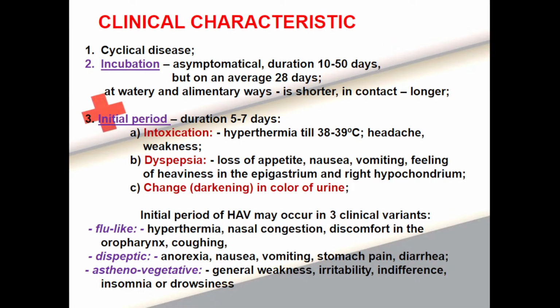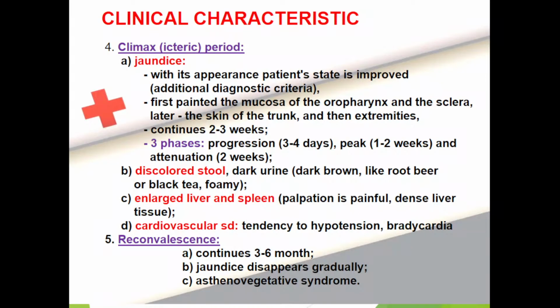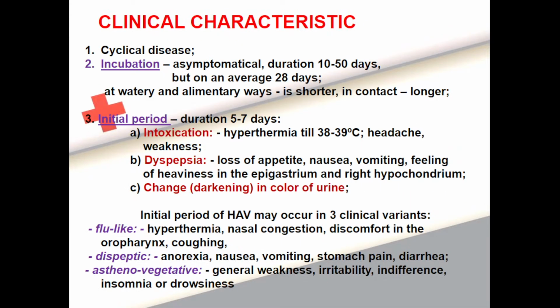Clinical characteristic: cyclic disease. We have an incubation, initial period, climax, and reconvalescence. So incubation is asymptomatic, duration 10 to 15 days, incubation period average about 28 days. With waterborne and alimentary ways it is shorter, in contact longer.